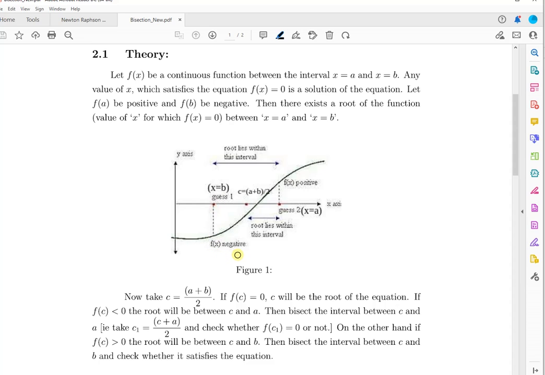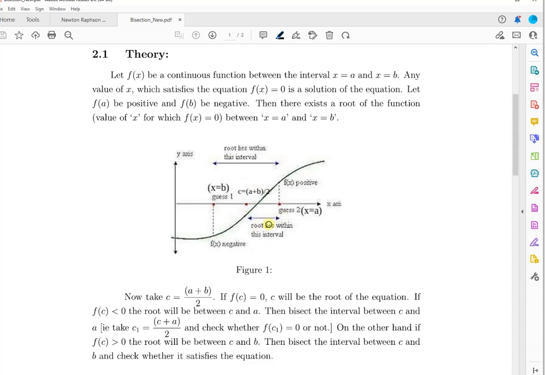So we can be sure that if it is a continuous function, there will be a particular value of x at which the function becomes 0. That value of x is called the solution of this equation. To find the solution of this equation, first you take x is equal to a, an upper limit, and a lower limit. Now you take the average of these, c is equal to a plus b by 2.